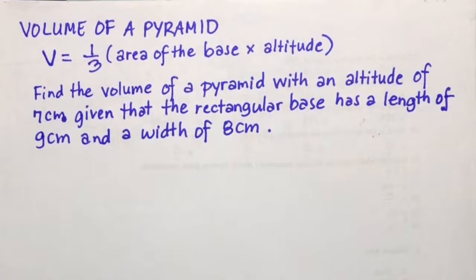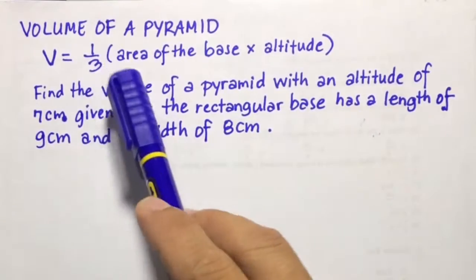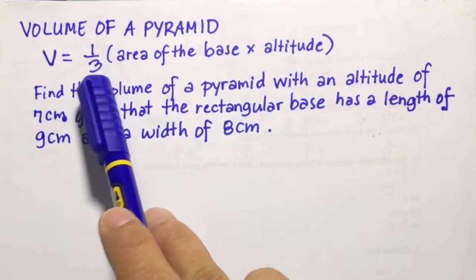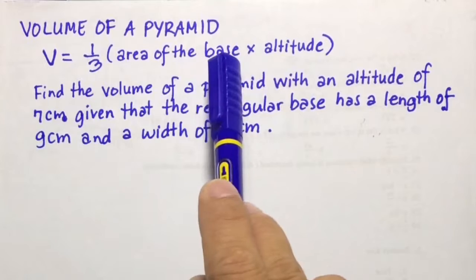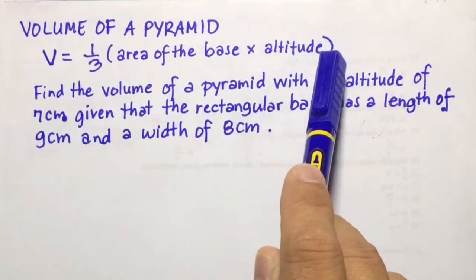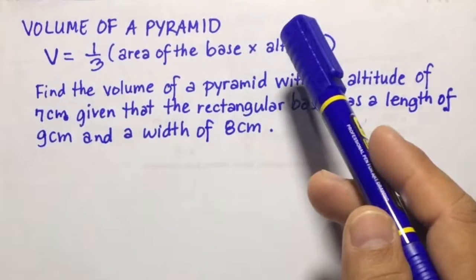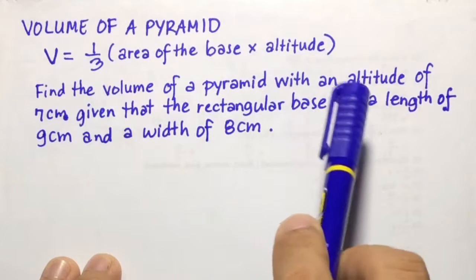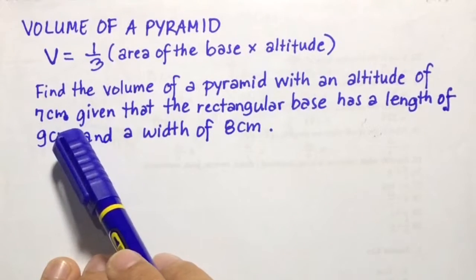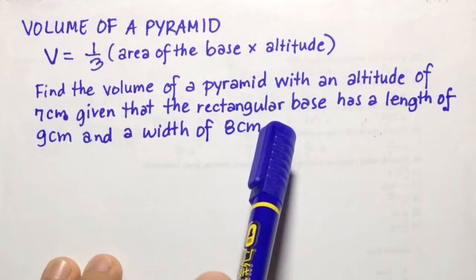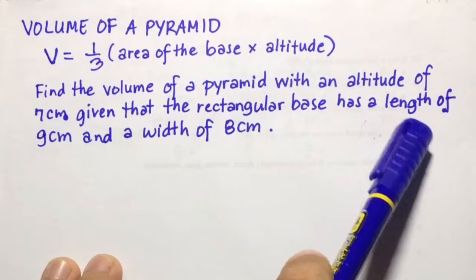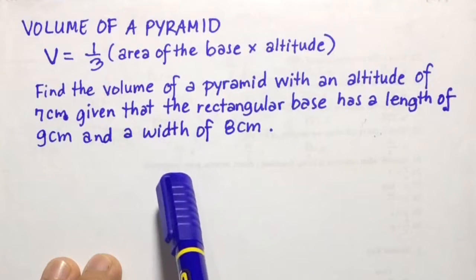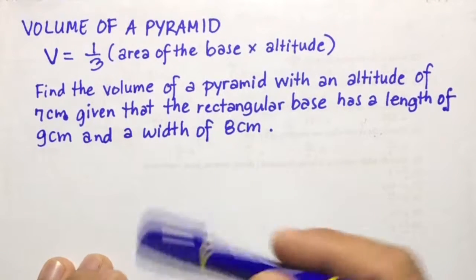Next is the volume of a pyramid. So volume of a pyramid is given by V equals 1/3 times the area of the base times the altitude. So we have here the example. Find the volume of a pyramid with an altitude of 7 centimeters given that the rectangular base has a length of 9 cm and the width of 8 cm.